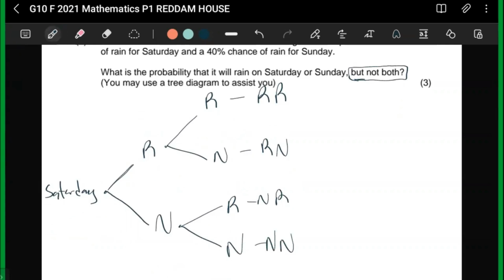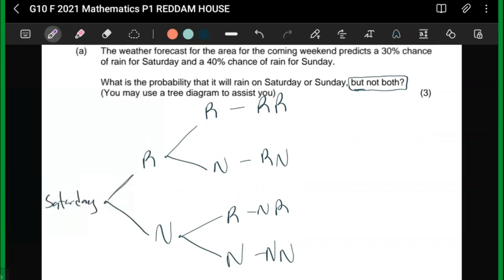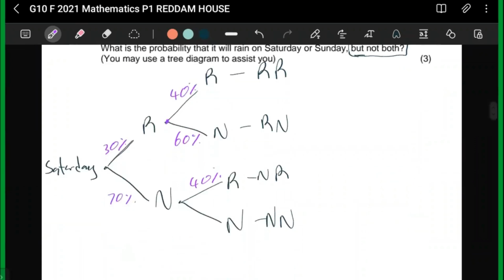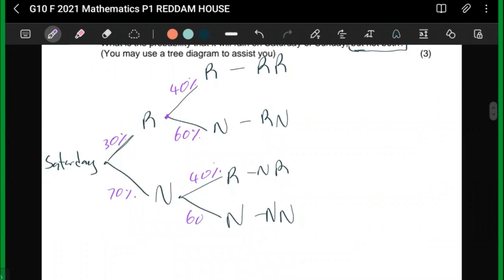The idea is your probabilities now. They said the weather forecast predicts that there's a 30% chance of rain on Saturday. So raining on Saturday, there's a 30% chance, meaning not raining, there's a 70% chance. So on the Sunday, they say there's a 40% chance it will rain, so raining there's 40%, meaning not raining there's 60% chance. Same here, raining there's a 40% chance for the Sunday or 60% not raining.